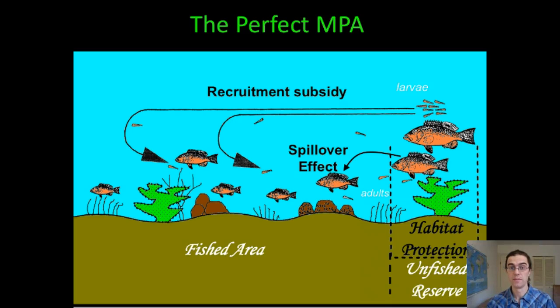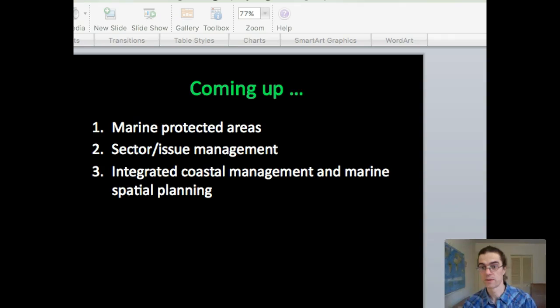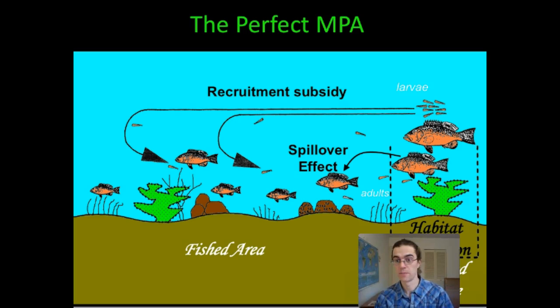And this slide is a representation of what we mean by that. Outside of the protected area, here we have our protected habitat with some large adult rockfish, perhaps. And this is the unfished reserve, with both the larvae spilling over, but also adult fish into a fished area.